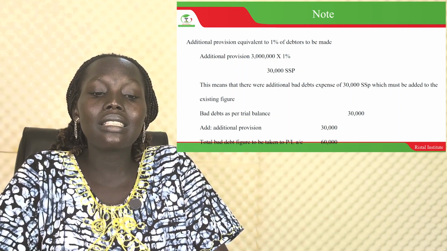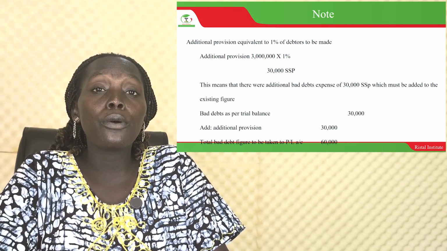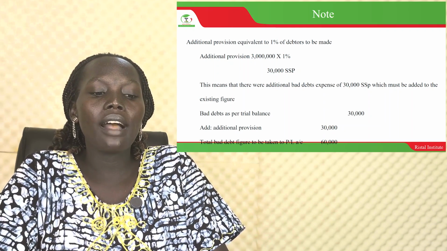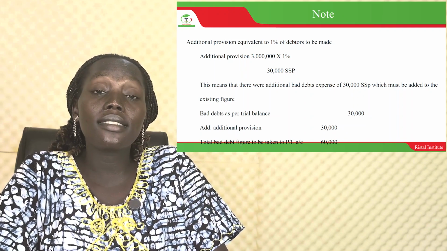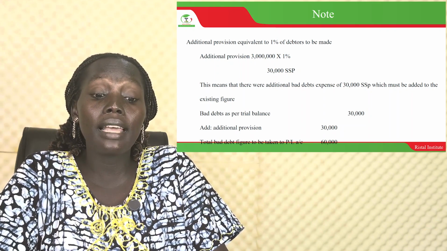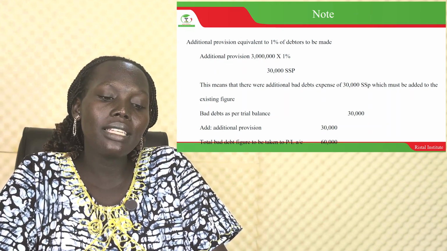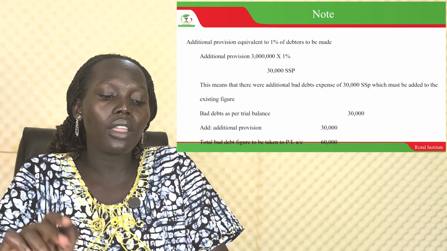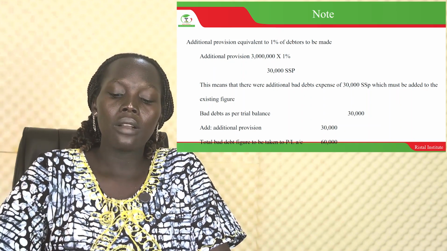So the additional bad debts of 30,000. What are the bad debts? These are the people that you're demanding that they have failed to pay their money. So we have the additional bad debts expense of 30,000 SSP, which must be added to the existing figure. So we have the bad debts as per trial balance, which they gave us 30,000, and then we add the additional provision of bad debts, which were also 30,000 SSP. So we get the total figure of the bad debts to be taken to the profit and loss account as 60,000.